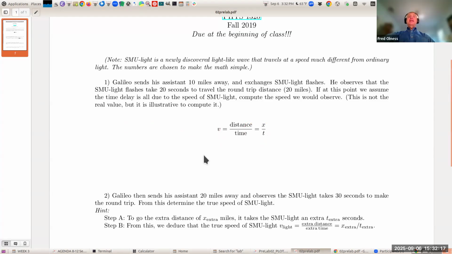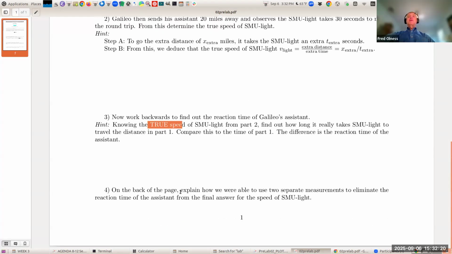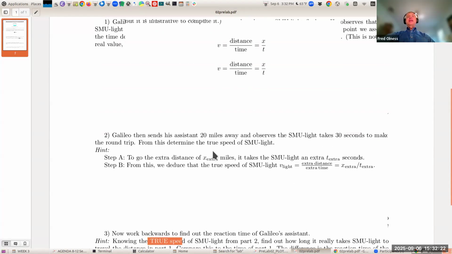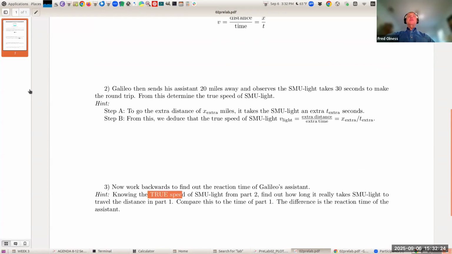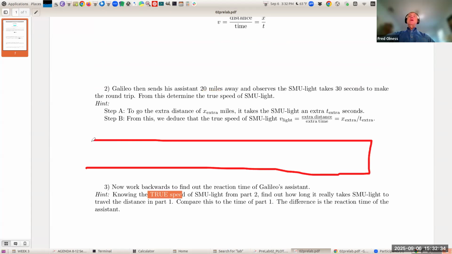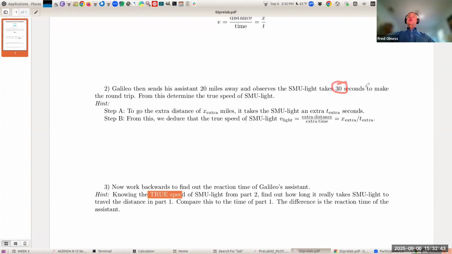Just as a sanity check, let me come down here and make sure that all lines up. Down here, when he sends them 20 miles away, the total distance is 40 miles. 40 miles at 2 miles per second takes 20 seconds to go that distance, but we measure 30 seconds. And now we understand this 30 is 20 seconds for travel time and 10 seconds for the reaction time. And that all checks out.